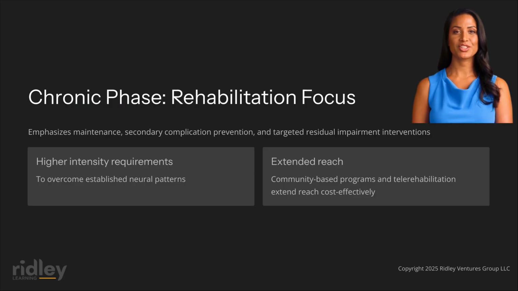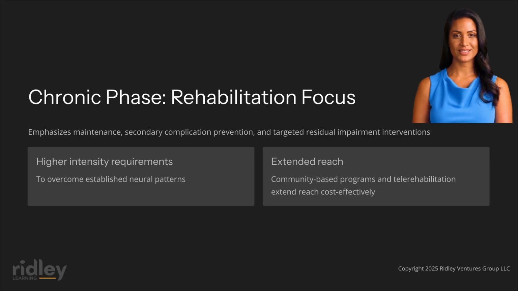Chronic phase rehabilitation typically emphasizes maintenance of gains achieved during earlier recovery phases, prevention of secondary complications such as contracture and cardiovascular deconditioning, and targeted interventions addressing residual impairments that limit community participation and quality of life. The intensity requirements for achieving functional change in chronic stroke are generally higher than in earlier phases, reflecting the need to overcome established neural patterns and compensatory strategies that may limit access to affected motor systems.